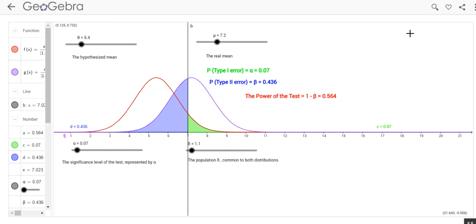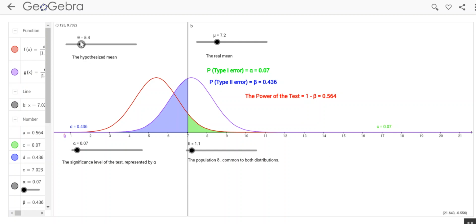This is someone else's applet. His name is Crayston? I can't say his name. And I will link to this below, that way he gets a proper credit. So I tried making one of these, but none of my colors turned out as nice as his, so I'm stealing. So what you're looking at here is two distributions.